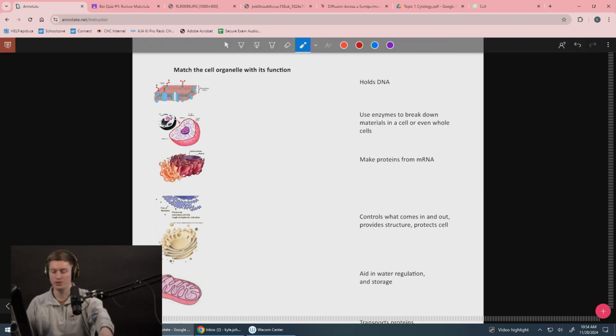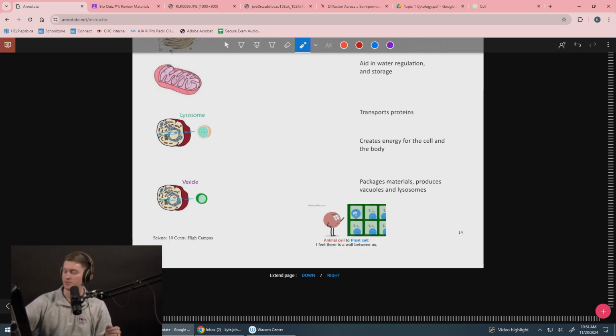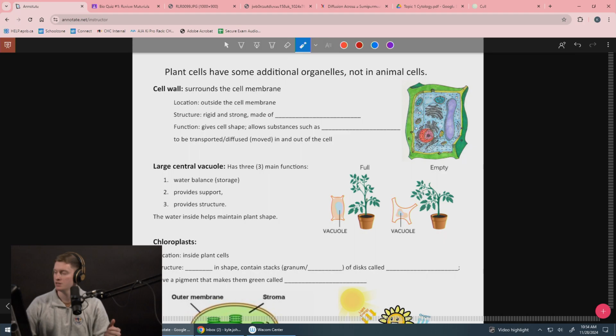And also try matching the organelles with their functions. You can pause the video and then you can return to the next page where we'll talk about the special structures for plant cells.